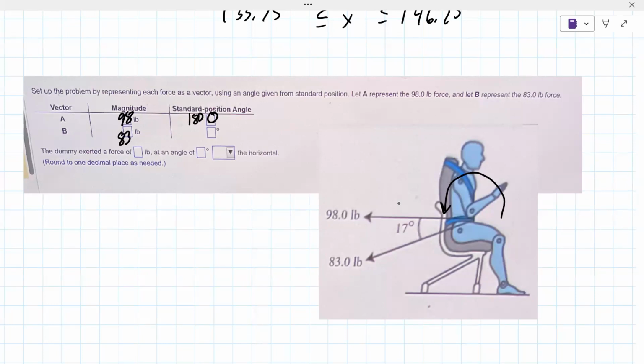The other one is 83 pounds. Normally it would be 17, but I think because it wants standard position from the horizontal here, it's going to be 197. So I just want to check the wonderful internet here and see if I can find a problem like this. Otherwise, I'm just guessing about what it wants. Fine. So give me just a moment here to do that, and we'll see if I can make some sense of this.